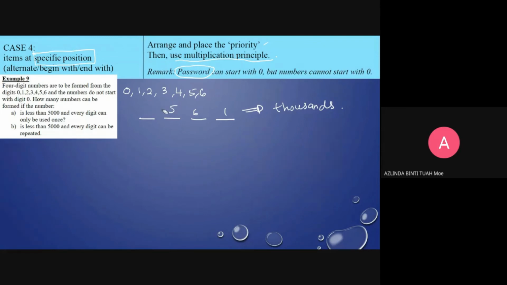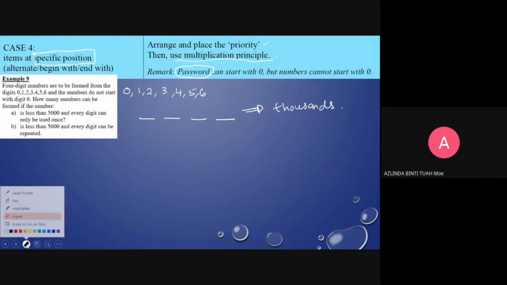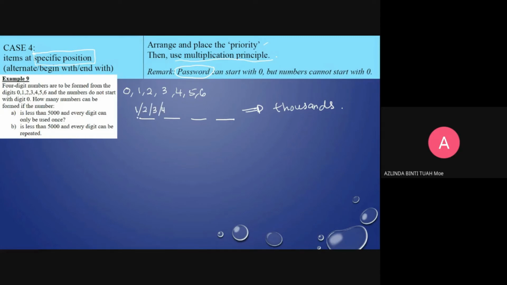Okay, let's look at the first part. Find the number of arrangements that can be formed if the number is less than 5,000 and every digit can only be used once. Okay, so boleh guna sekali, maksudnya there is no repetition. Less than 5,000. Okay, tengok pada priority tempat. Kita ada 4 tempat. Kalau dia nak less than 5,000, maksudnya priority berada di first place. So saya hanya boleh letak sama ada 1 atau 2 atau 3 atau 4 di first place.